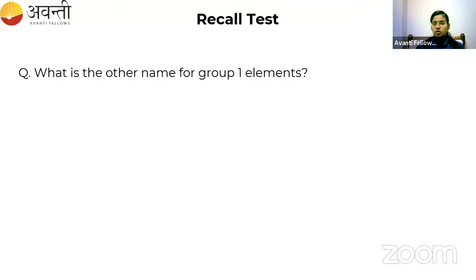Can you give your answer in the chat box? What is the other name for group 1 elements? Very good. The answer is alkali metals. Alkali metals is the correct answer. Very good, students. I wish all of you could give me the answer in the chat box, not only very few. Only Jain B, Shimoga, Shivanand, and Sri Lakshmi have given me the answer. I want all of you to answer the questions.